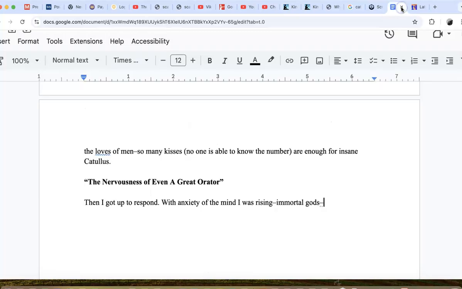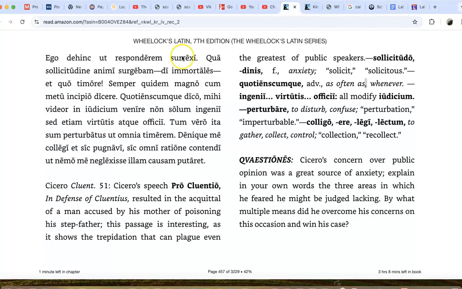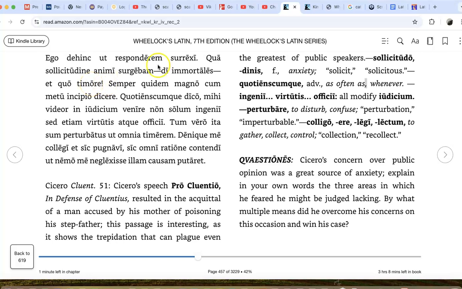If you go with one of those, you'll probably be successful. So let's just go with, "then I got up to respond with anxiety of the mind. I was rising, immortal gods! And with fear," and then we'll give an exclamation point.